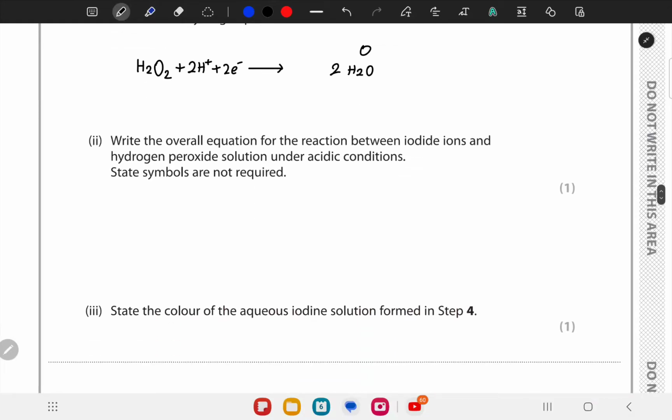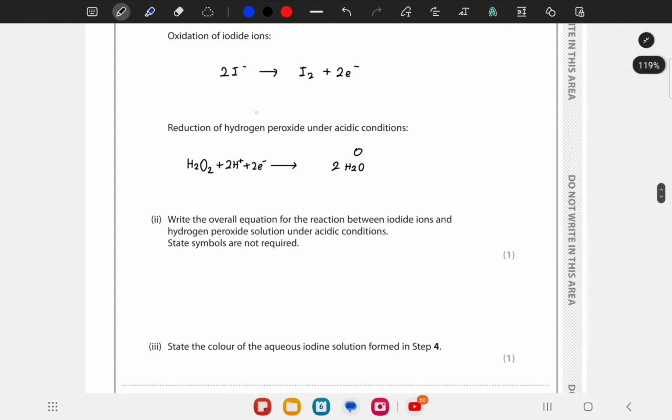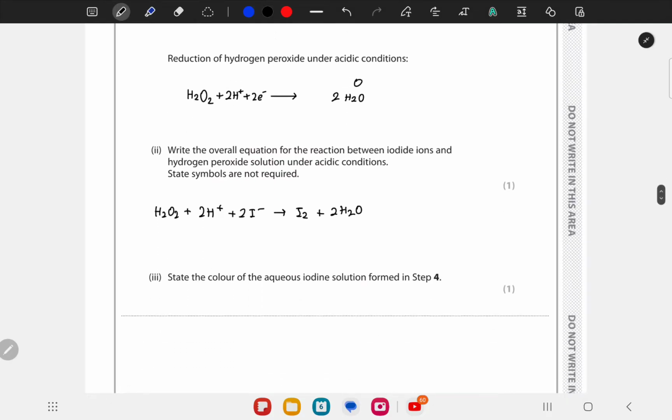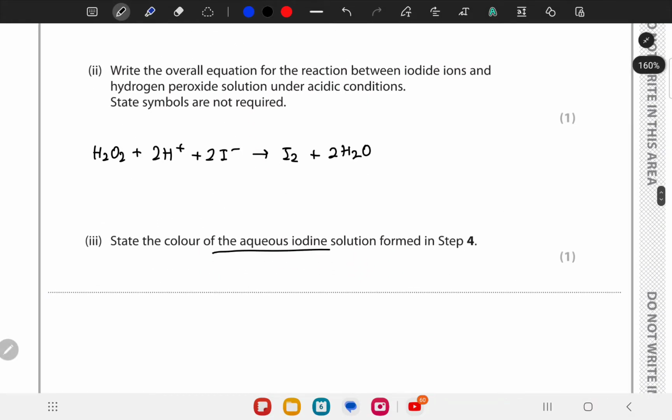Now we have to write the overall equation, so we can just add these 2 up because both of them had 2 electrons. So we'll get H2O2 plus 2H plus 2I minus, and we'll get iodine plus 2 moles of water. Now we have to state the color of the aqueous iodine solution. Iodine solution usually has a brown color.